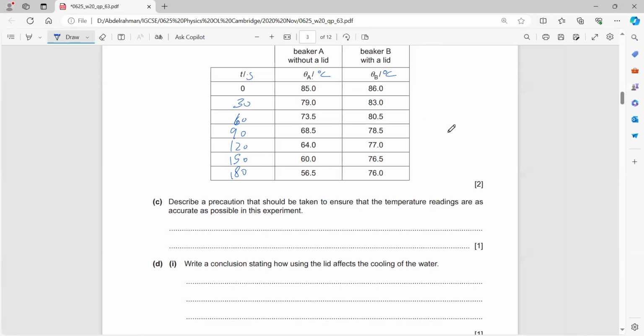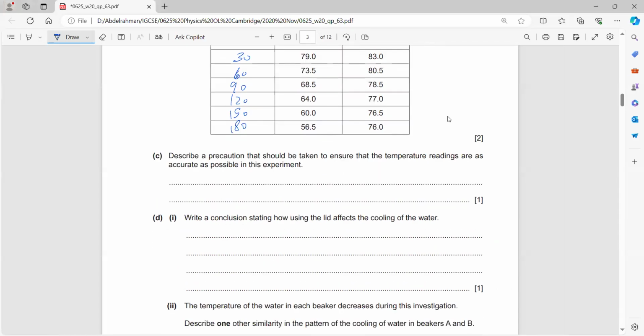Describe a precaution that should be taken to ensure that the temperature readings are as accurate as possible. What's one precaution? Take the readings perpendicularly.